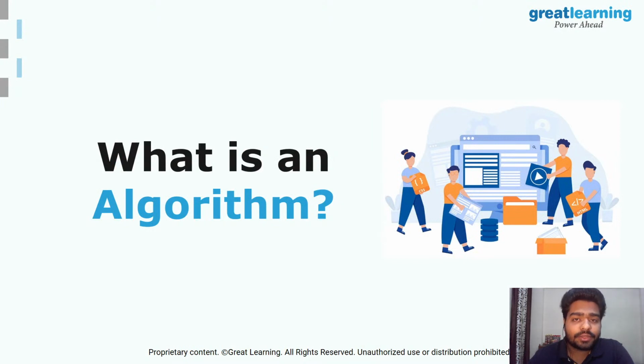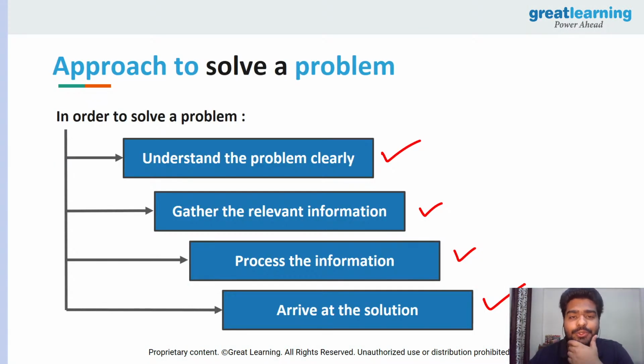Now, what is an algorithm we are going to see. But before that, I have a question for you. I gave the problem that I am hungry and I want to go to the cafeteria to have something, right? Now I am giving one problem to you guys, and you have to come up with a solution in the comment section. The question is, you need to prepare Maggie. I hope everybody knows what Maggie is, right? So you need to prepare Maggie. Now, what will you do? These 4 steps are there. Understand the problem clearly, then gather the relevant information, process the information, and arrive at the solution.